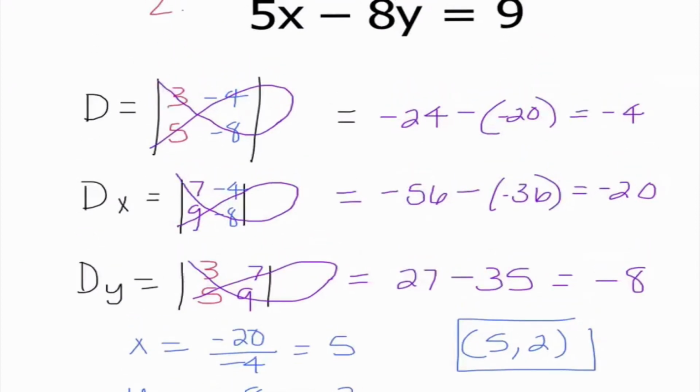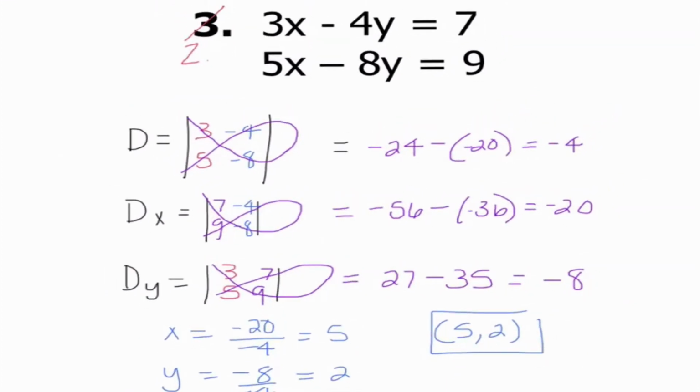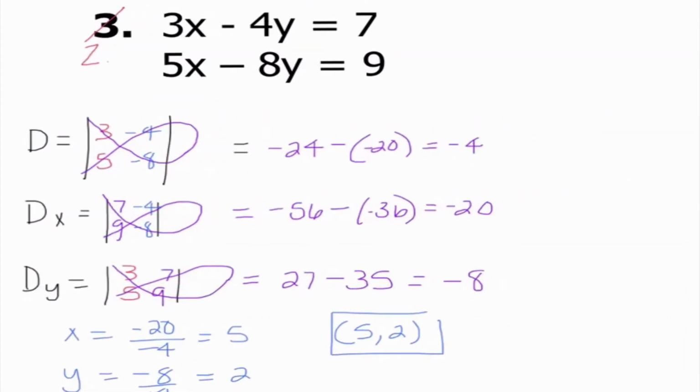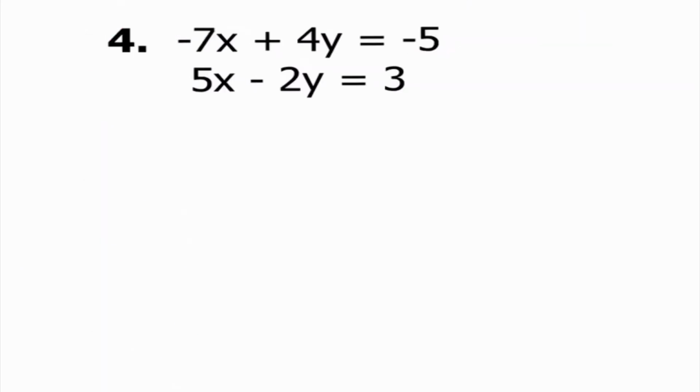If I go back and look at my original problem, let's just double check if (5, 2) works. Okay, I get 15 minus 8 is 7. That is true. 25 minus 16 is 9, which is also true. I think this is definitely one of those concepts that the more we do it, the easier it gets and the better we get at it.